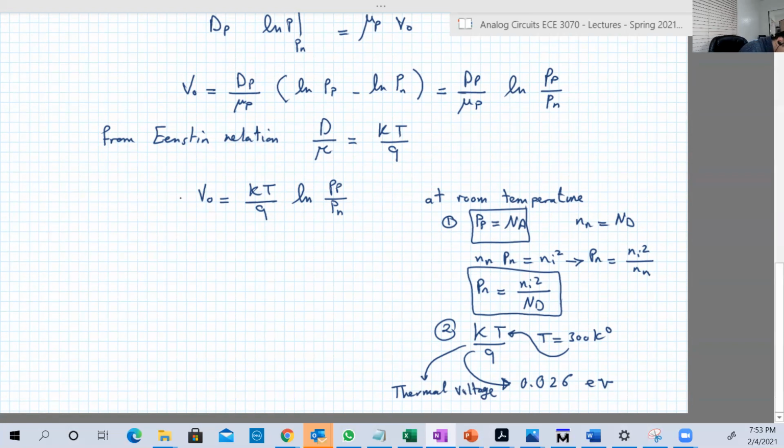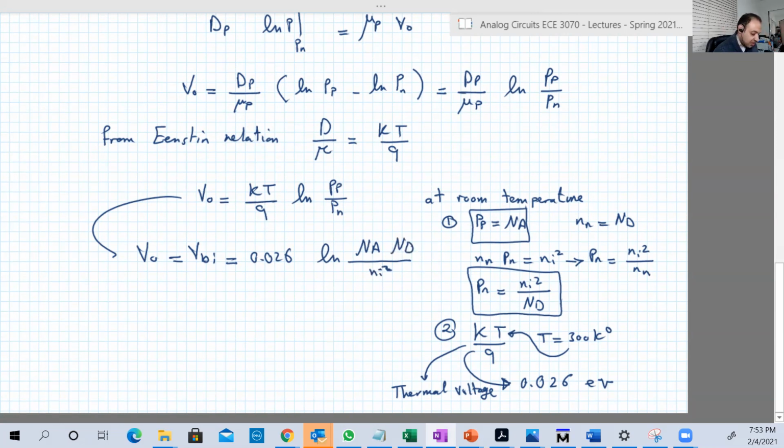Okay, so basically V naught or VBI, at room temperature, and usually we work at room temperature, equals 0.026 ln. Let's now substitute for Pp and Pn. Pp is NA. Pn is ni square over ND. So ND goes to the numerator, ni square in the denominator, and in the numerator we have ND. And that's the lovely expression for V naught.